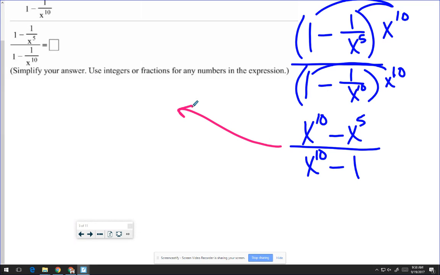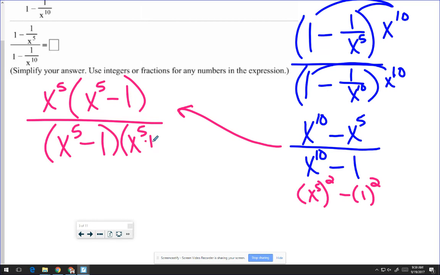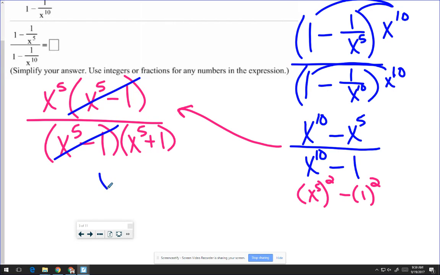On top, that's a GCF. X to the 5th can come out. On bottom, that is a difference of squares. All right, x to the 10th would be x to the 5th squared, and 1 would be 1 squared. So I would end up with x to the 5th minus 1, x to the 5th plus 1. Those x to the 5th minus 1s can now cancel, and I'm left with x to the 5th over x to the 5th plus 1.